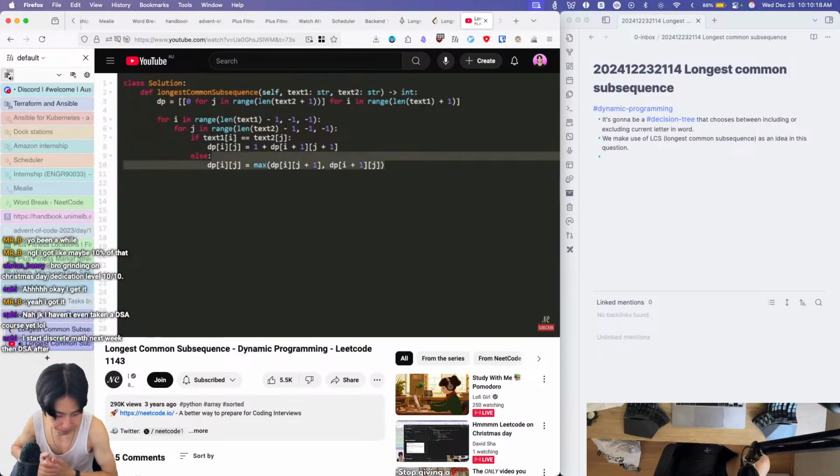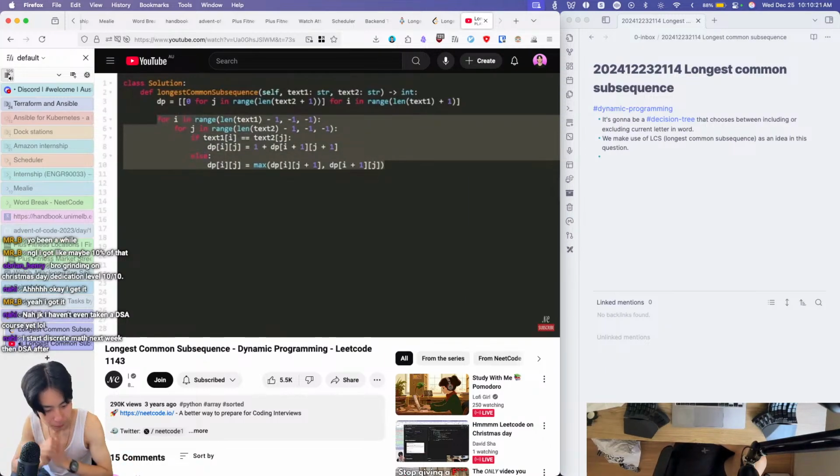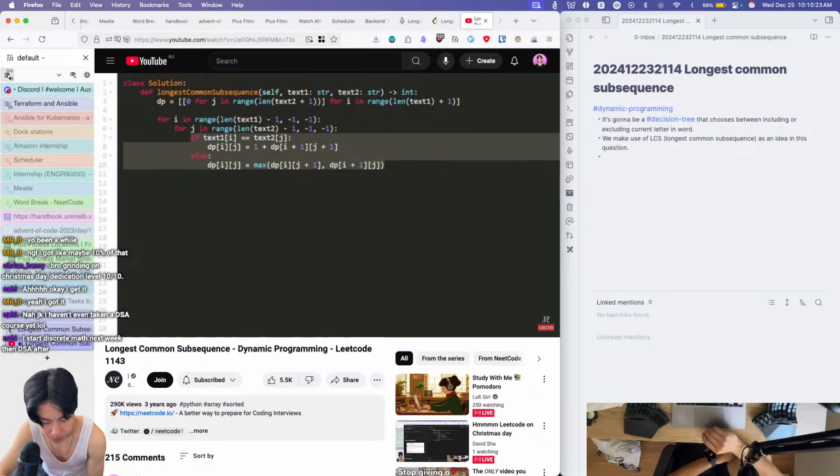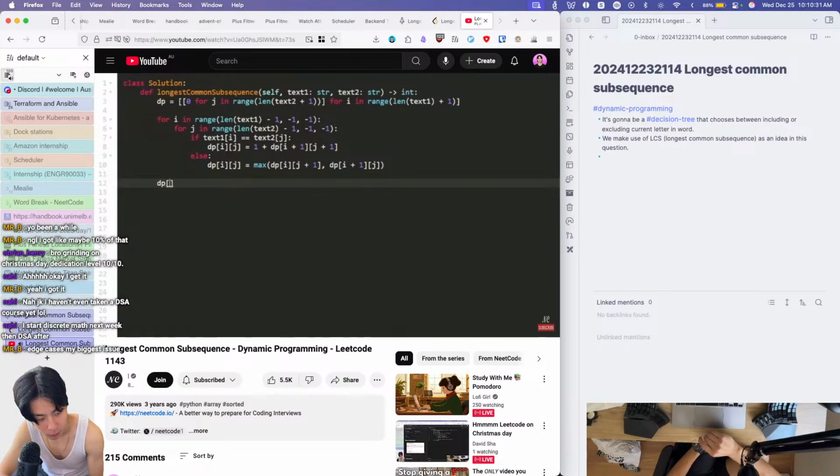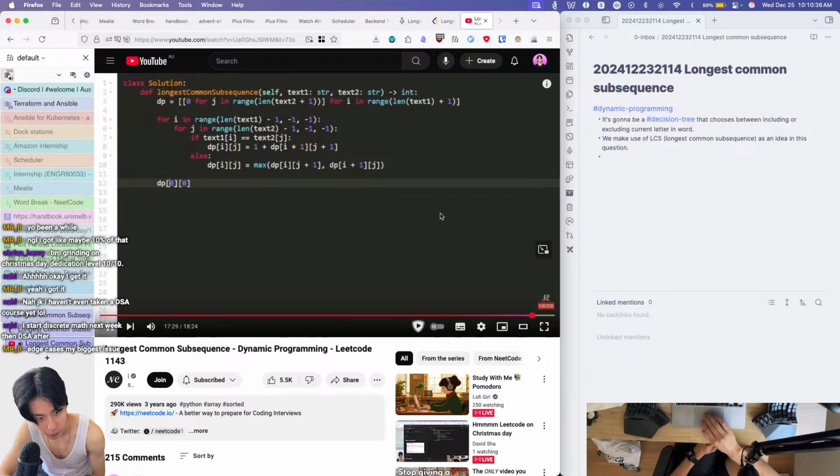And that's it. Literally with these two nested loops and these two conditions, we're filling in the entire DP matrix. Once that matrix is filled in, we know that the result is going to be at the top left of that matrix, so the matrix at index 0, 0. That's going to have our result. So all we have to do now is return the result.